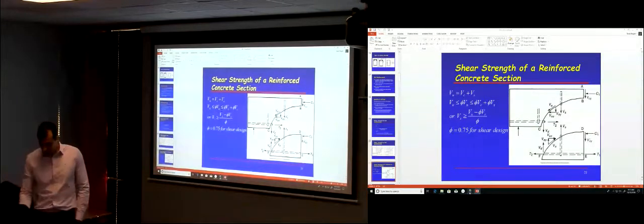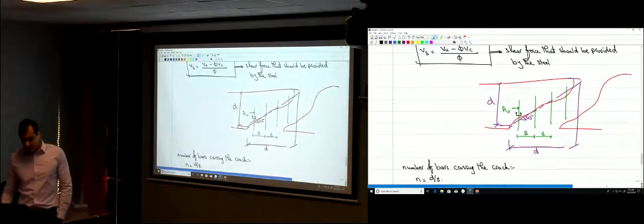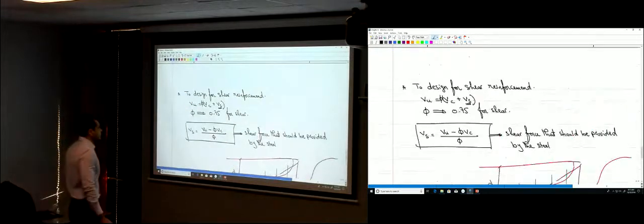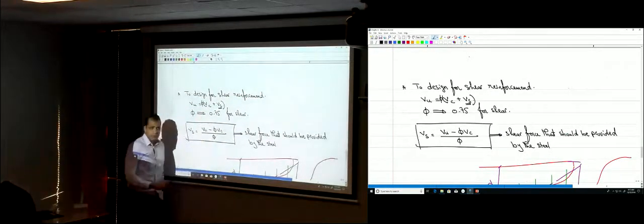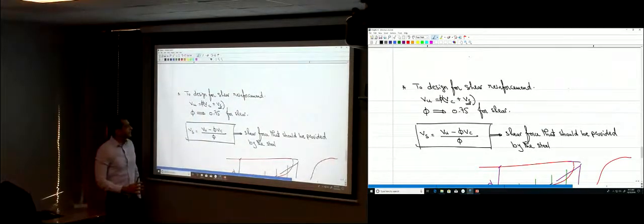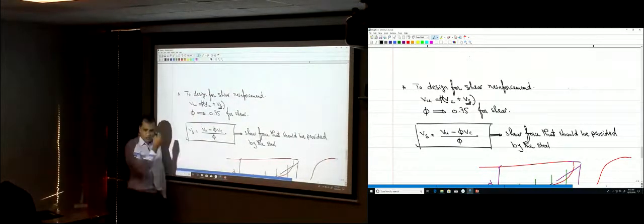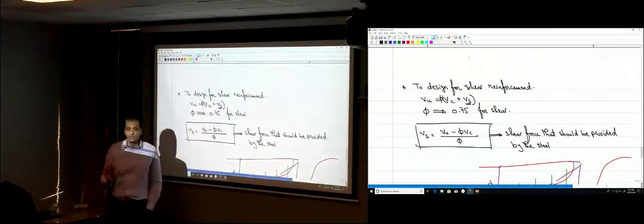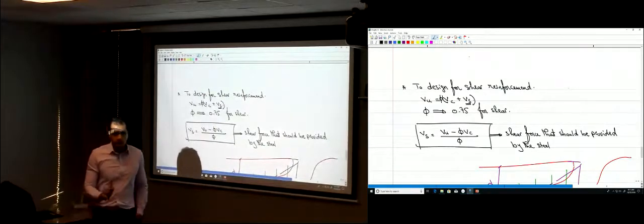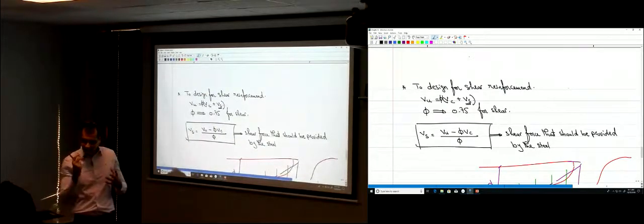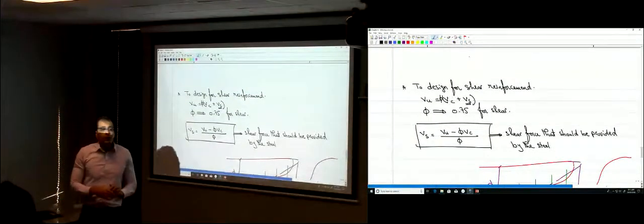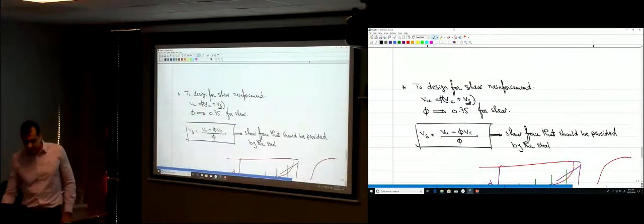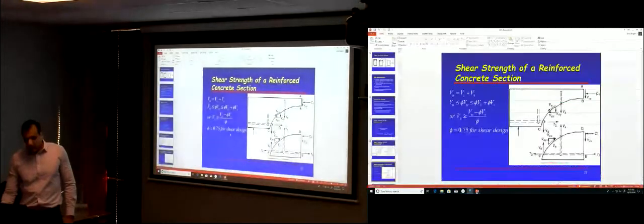So when would you need to provide shear reinforcement? We said the strength is going to be carried by the concrete and the steel, right? So typically you would think that if the shear force applied on the section is less than the strength of the concrete, then you don't need shear reinforcement. The concrete alone is enough, right? That's correct, but the ACI code has some requirements here.